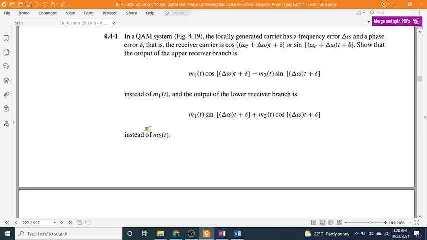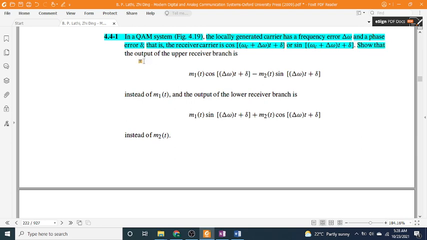AM system, Fig. 4.19. The locally generated carrier has a frequency error Δω and a phase error θ; that is, the receiver carrier is cos((ω+Δω)t+θ) or sin((ω+Δω)t+θ).